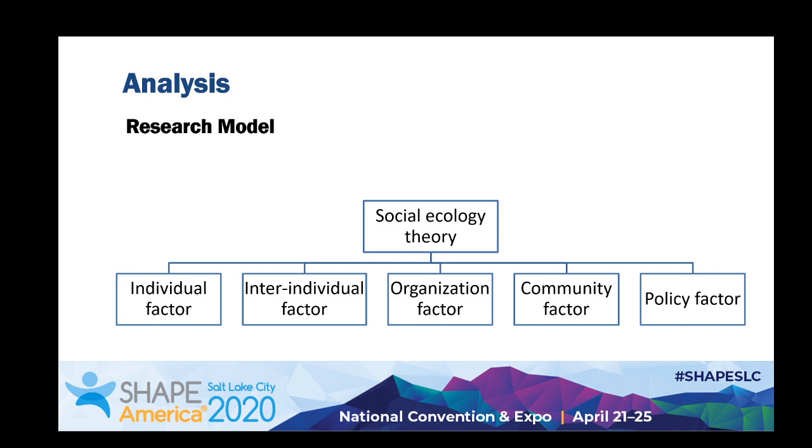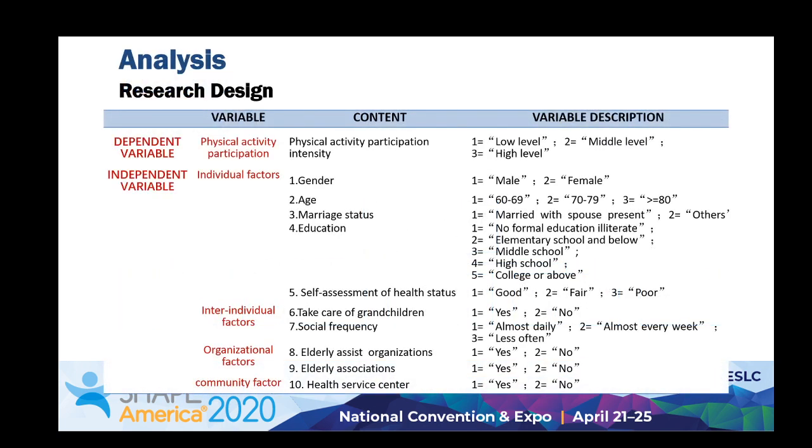Analysis. Research model. The theory of social ecology believes that individual behavior is influenced by individual factors, inter-individual factors, organizational factors, community factors, and policy factors. Research design. In this paper, physical activity participation intensity was used as the independent variable.